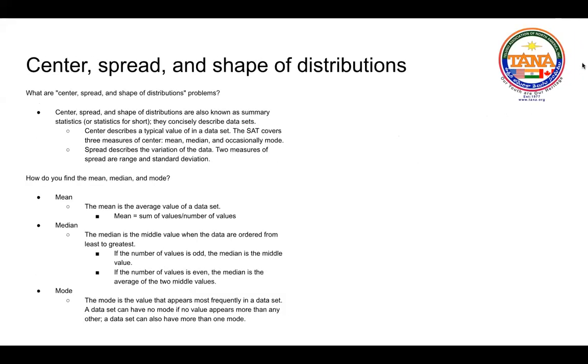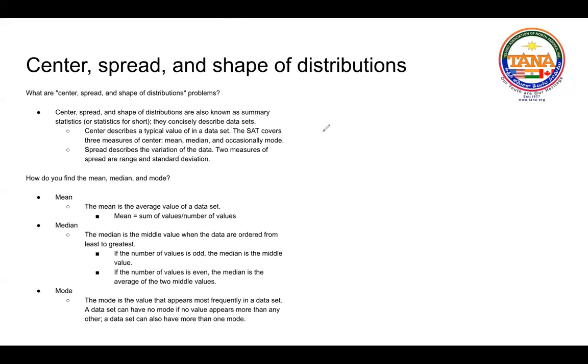But yeah, so the SAT covers 3 measures of center, which are mean, median, and sometimes mode. And the spread describes a variation of the data. So 2 measures of spread are range and standard deviation. So how do you find the mean, median, and mode? For mean, the mean is the average value of a data set, and the formula for it is mean equals the sum of values divided by number of values.